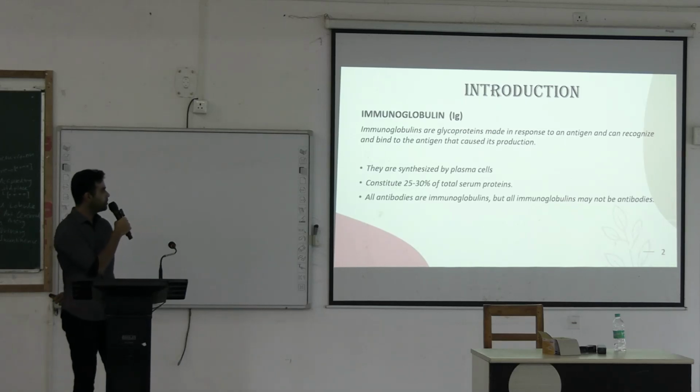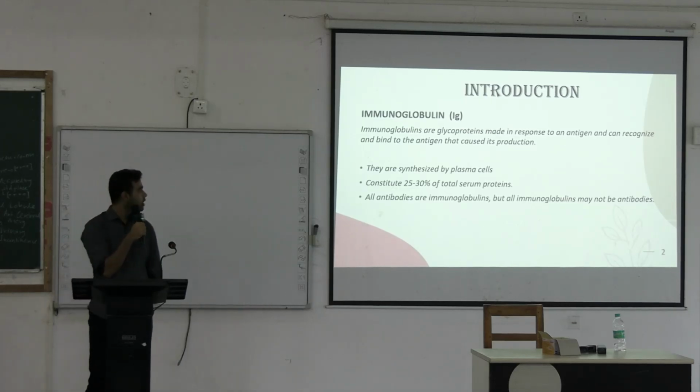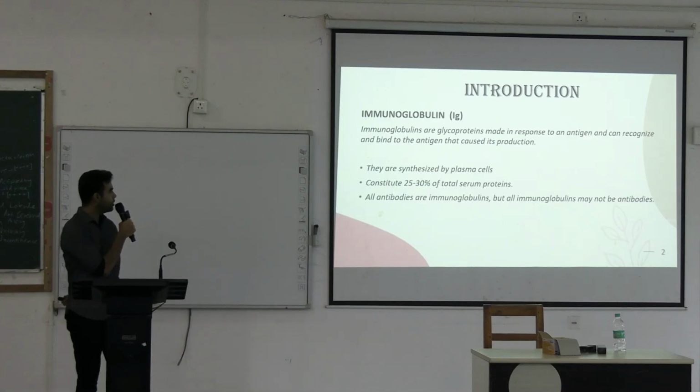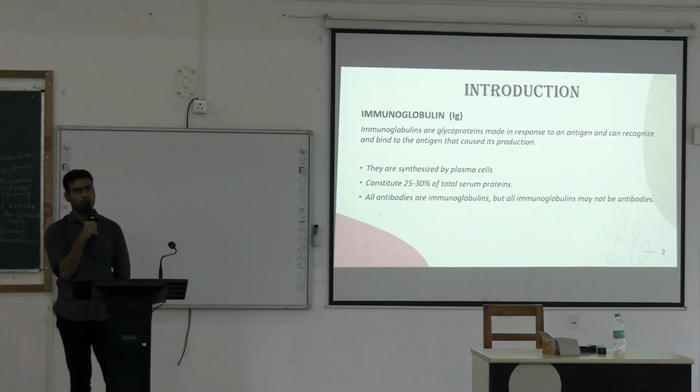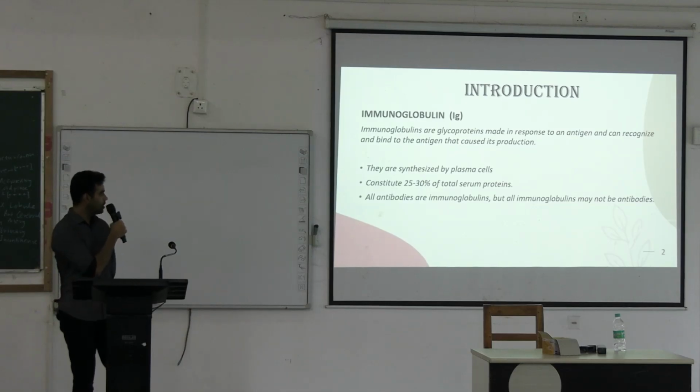Immunoglobulins are glycoproteins made in response to antigen and can recognize and bind to the antigen that causes production. They are secreted by plasma cells and constitute 25 to 30% of total serum proteins. All immunoglobulins are antibodies, but all immunoglobulins may not be antibodies.